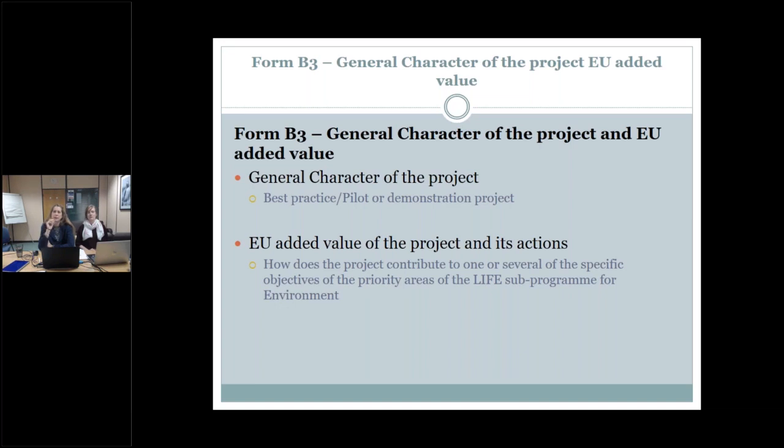So under EU added value of the project and its action, please clarify how the project contributes to one or several of the specific objectives of the priority areas of the LIFE sub-program for environment. And these are set out in Articles 10, 11, and 12 of the LIFE regulation. Please clarify how the project will contribute to the implementation, updating, and development of European environmental policy and legislation.